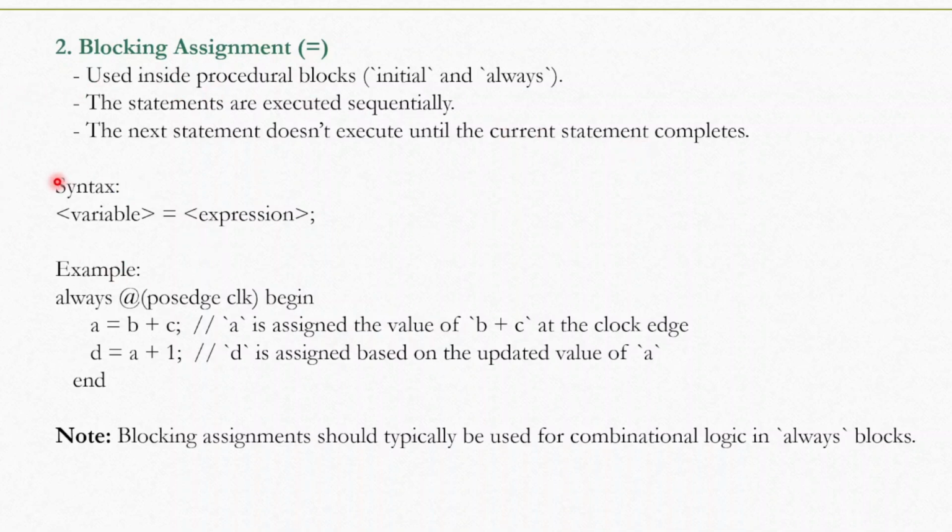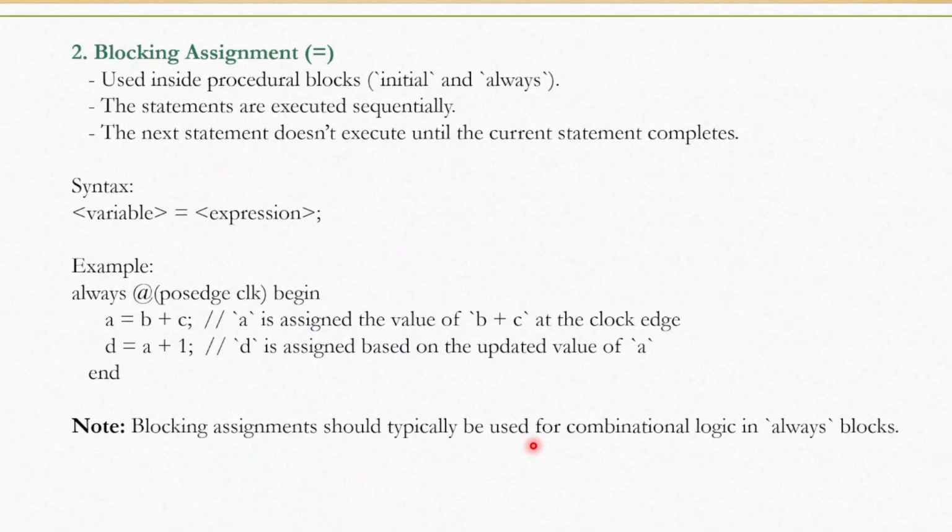The syntax of blocking assignment: first variable, then equal, then expression, then semicolon. In this example, inside the always block, we write two blocking statements. First one is a = b + c, second one is d = a + 1. For the first statement, a is assigned the value of b + c at the clock edge. For the second statement, d is assigned based on the updated value of a.